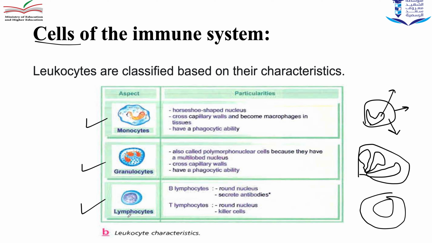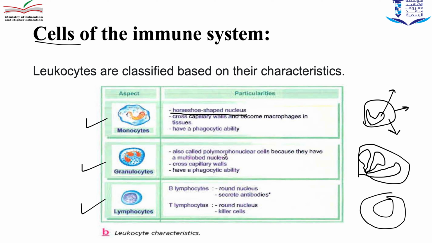So these three white blood cells or leukocytes have different shapes of nuclei. The nucleus of this one is different than the nucleus of this one, is different than the nucleus of this one, and also you have to justify. This one here has a horseshoe-shaped nucleus, you need to know that it has a horseshoe-shaped nucleus.